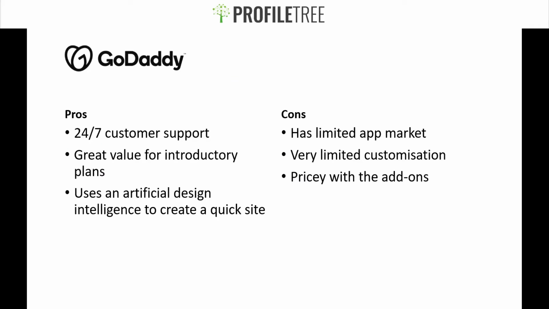Coming in at the start there, we've got GoDaddy, and it offers a 24/7 customer support. It is great value for the introductory plans as well, and uses an artificial design intelligence to create a quick website. ADI is, as it says, artificial design intelligence, asks you a couple of questions, and it builds that website for you. So similar to the other website builder we talked about that builds a site within 3 minutes, it's pretty much the same.